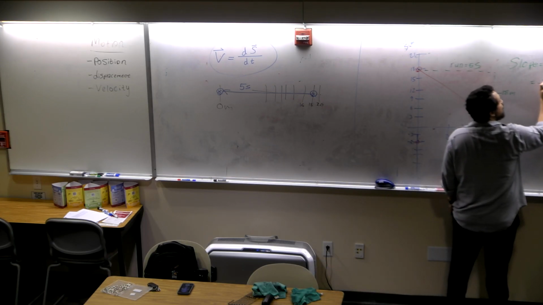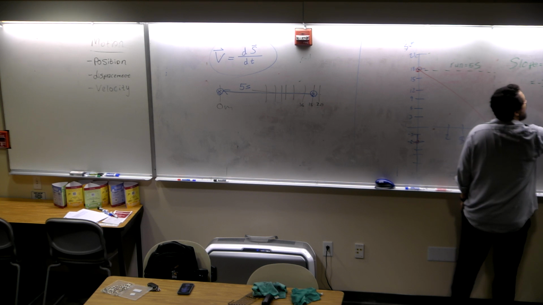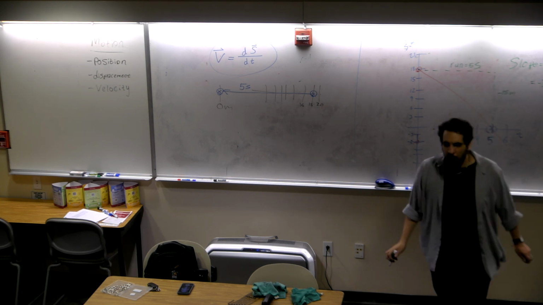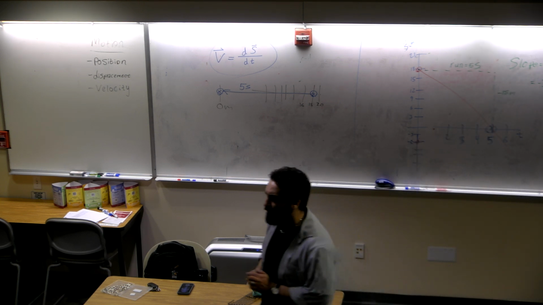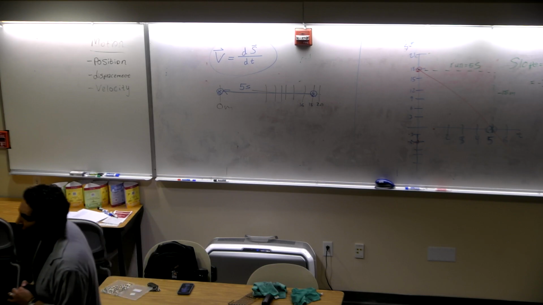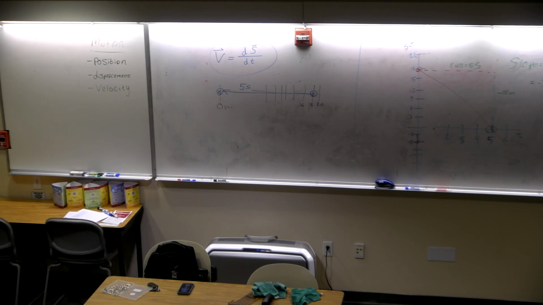So we have negative 3.6 meters per second, that means we are moving 3.6 meters to the left every second. All right, any questions about this? Any thoughts, comments?